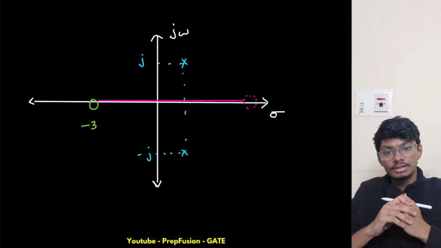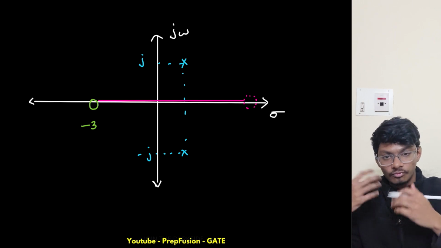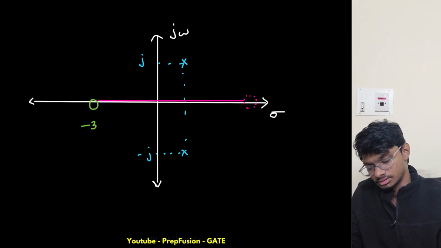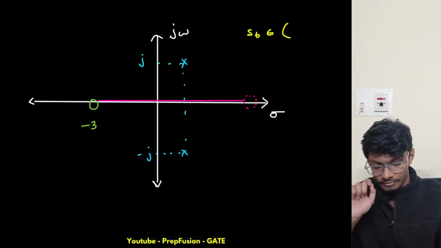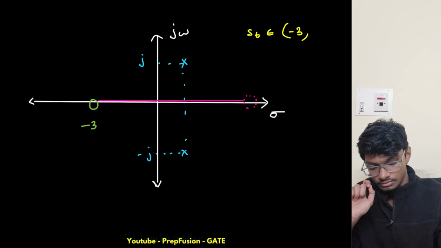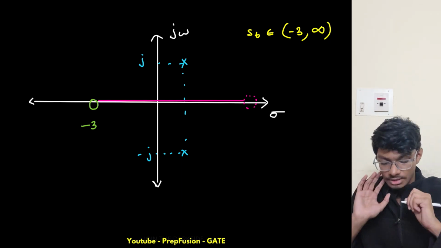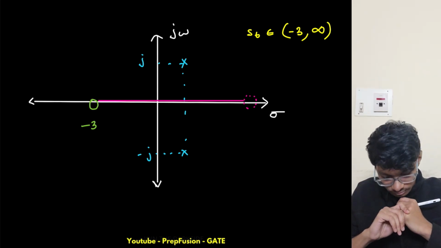Now what is the range of my test point? Can you write me the range of the test point? The range of the test point is basically from -3 to infinity. So this is the range of my test point.